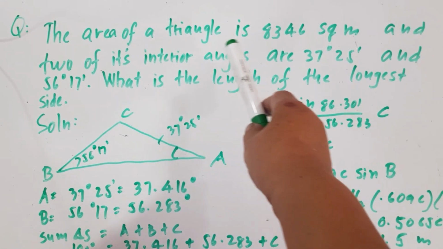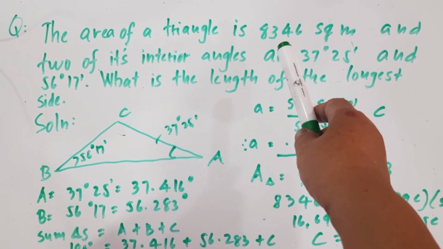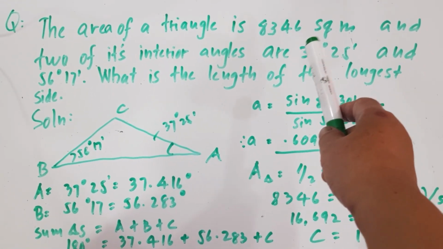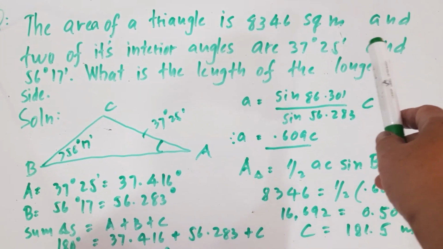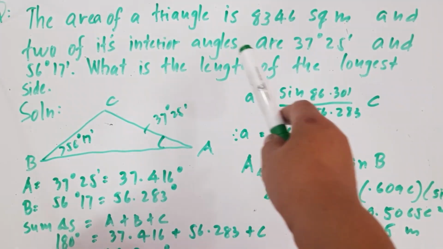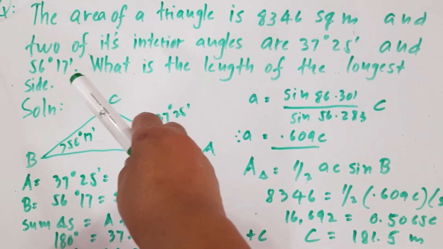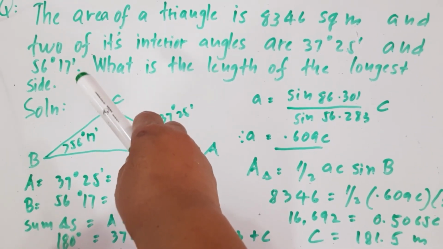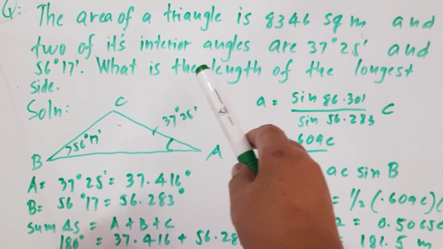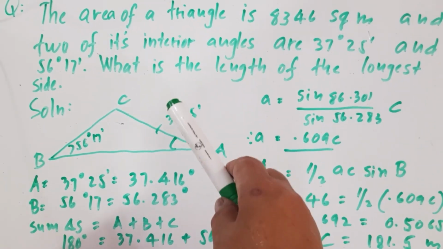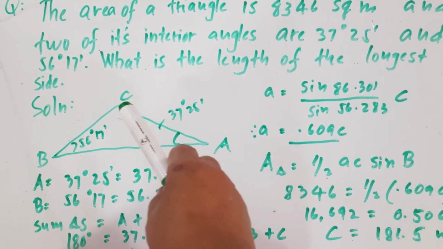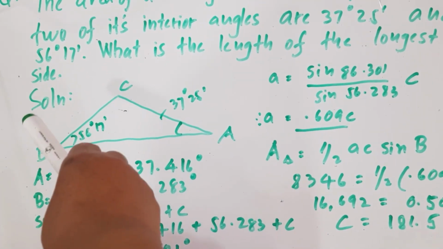Our third example is about the triangle. The area of a triangle is 8,346 square meter, and two of its interior angles are 37 degrees 25 minutes and 58 degrees 17 minutes. What is the length of the longest side? Now, we have our solution.